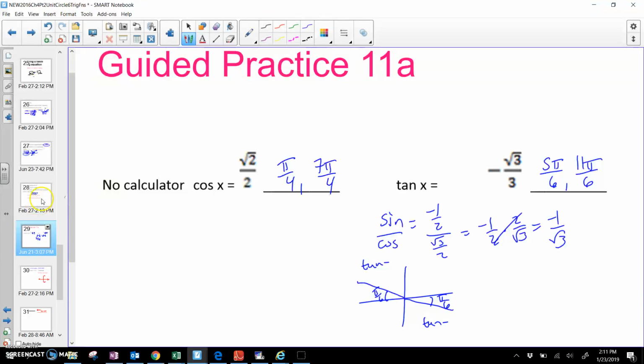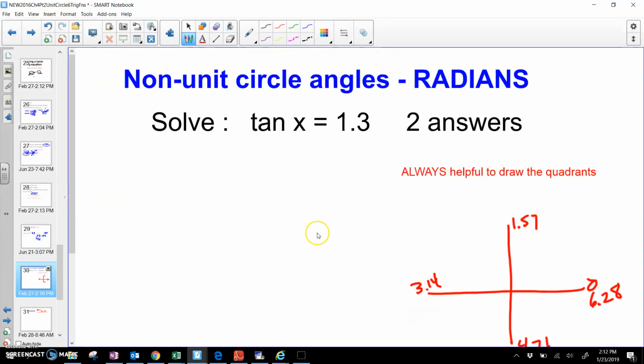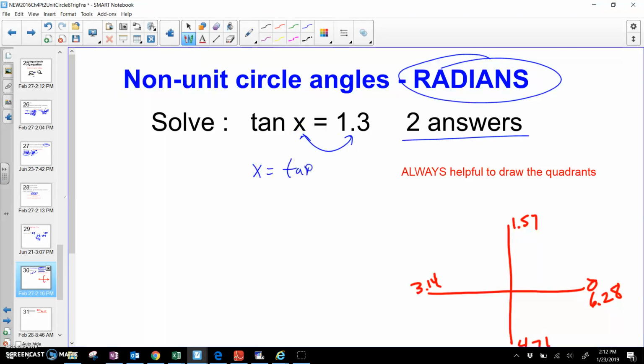Okay, sorry, my slides are out of order, but now we're going to look at what I talked about before we did this guided practice, which is how we would do ones that weren't on the unit circle on our calculator. So if I have a non-unit circle angle, and this is in radians, because it's just a number, it doesn't have a degree symbol, or it's asking me to find the radians, I should say, then I'm still going to find two answers. Now, I need to find when tangent of x equals 1.3. The only way to do that on my calculator, I need the x and the y to flip-flop, so I need to do x equals tangent inverse of 1.3.